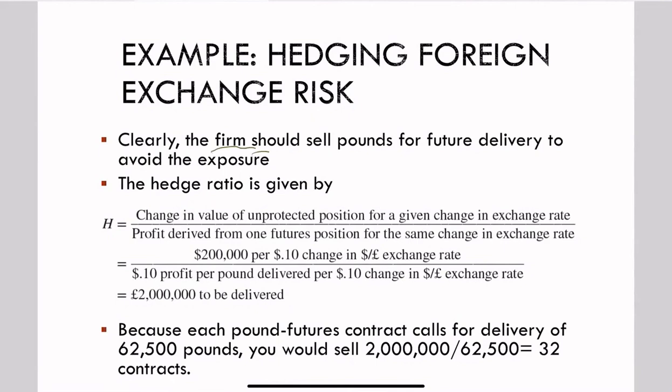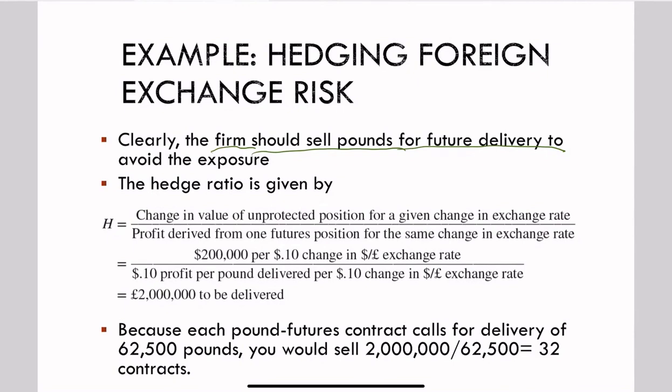So the firm should sell pounds for future delivery to avoid this exposure. Or you could say this firm should take a short position in pound futures. Again, whenever you're talking about hedging, you have to think about the hedge ratio, right? The hedge ratio is always calculated by comparing the value change in two positions. So here you have two positions if you want to hedge. You have a long position in UK pounds, and you have a short position in UK pound futures, right?